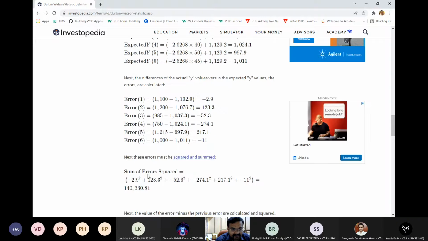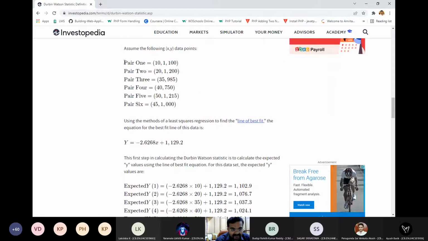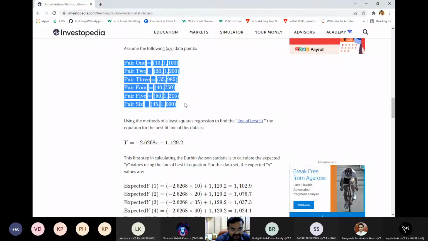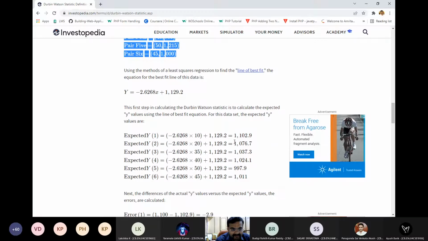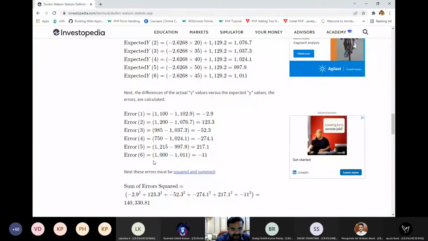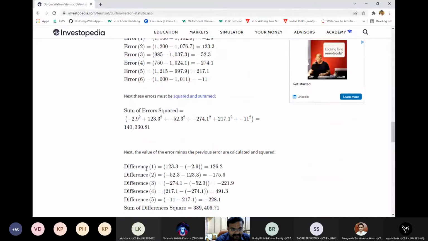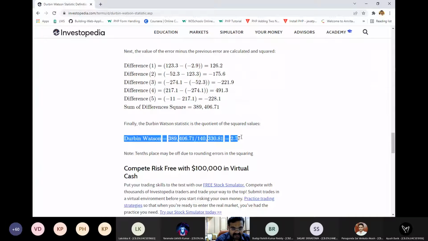So basically in the exam, I will give you this pair 1, pair 2. I'll give you some values. I can give you 2 pairs or 3 pairs or 4 pairs, depending upon that. But you will have to do this mathematical substitution, find out the errors, do the error square, do the difference, and find out the Durbin-Watson statistic.